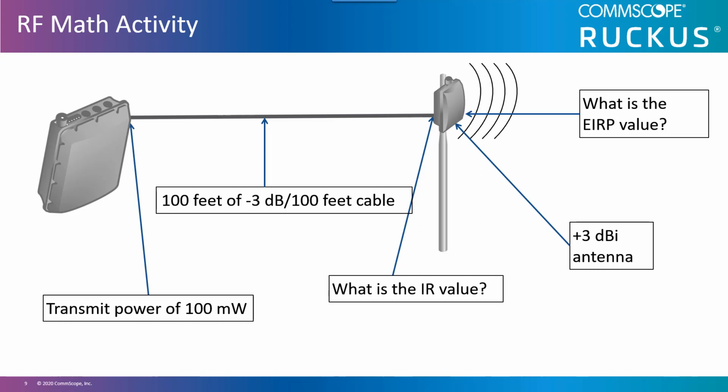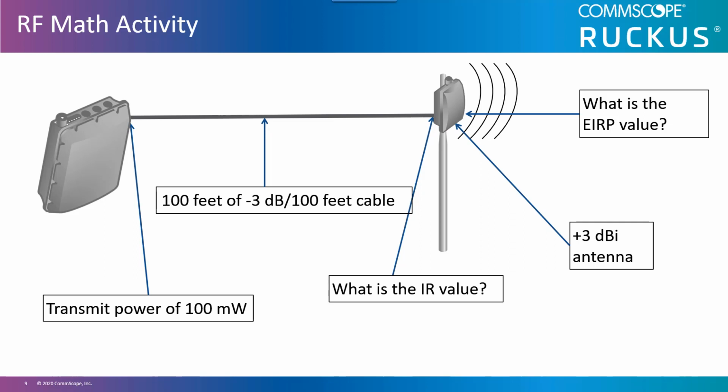Here's our example from earlier in this module. This time, the intentionally radiated power and the EIRP values are missing. Let's solve for them using the rule of the tens and the threes. Our access point is transmitting at 100 milliwatts. Well, we don't want to deal with a combination of milliwatts and dBm, so we'll need to convert the 100 milliwatts to a dBm value for our exercise.